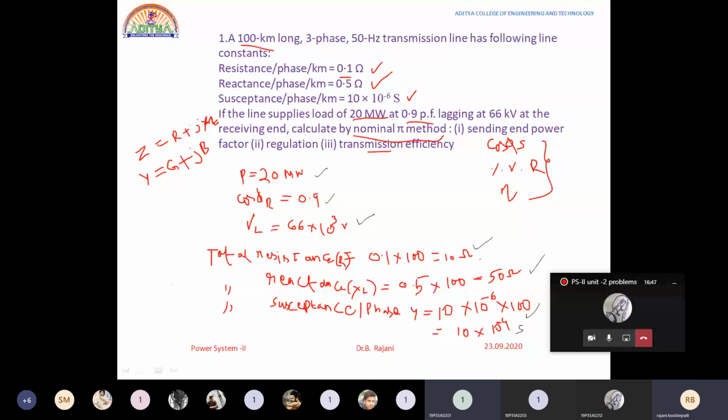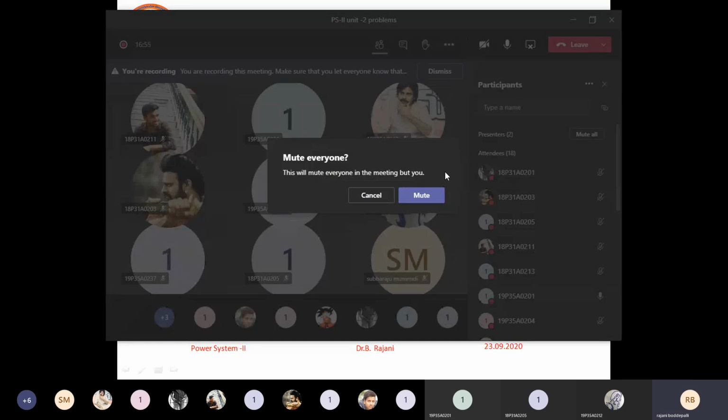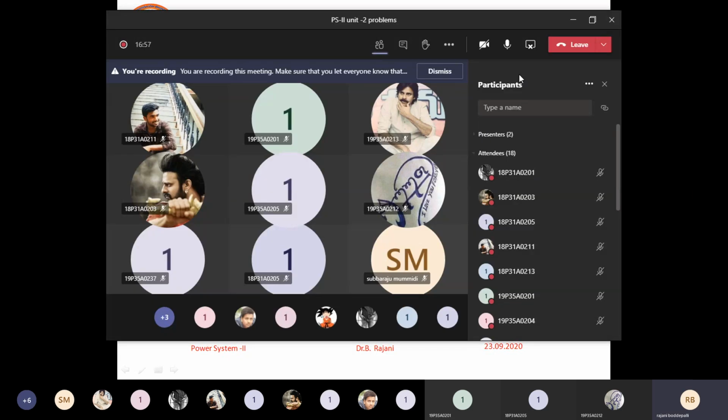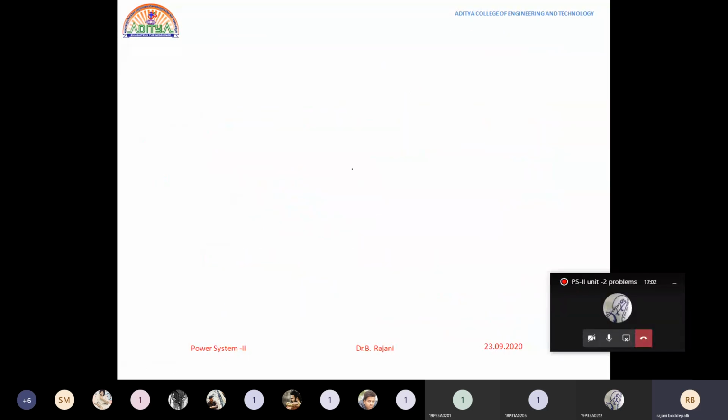Now what we have to find? We have to find the load current. These problems are very, very important. All of you be concentrated and try to do the problems simultaneously so that you can understand better. See, the receiving end voltage per phase. So, if at all we do this, what is this receiving end voltage per phase?